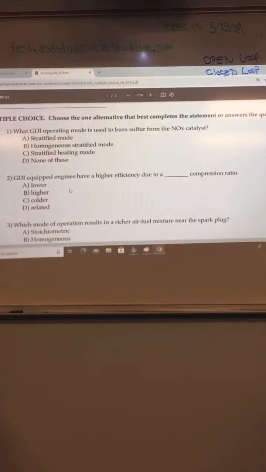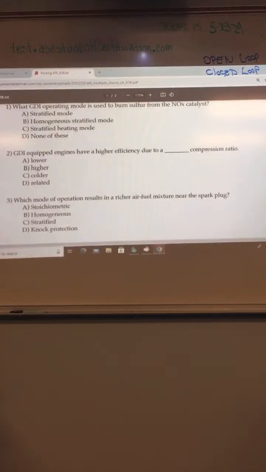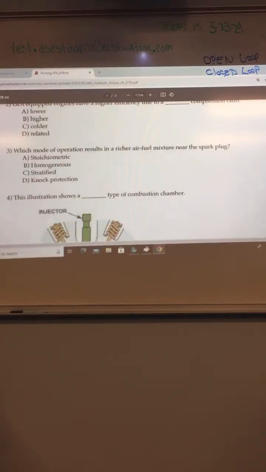GDI have a higher compression. Mode of operation results in a richer air-fuel mixture near the spark plug. I know we didn't go through too much of this. We're gonna go through it this way.